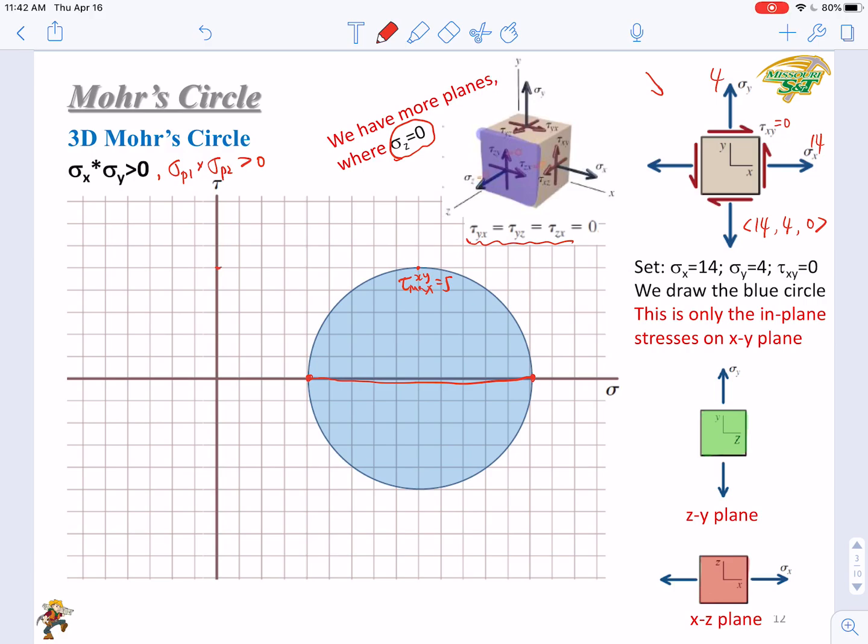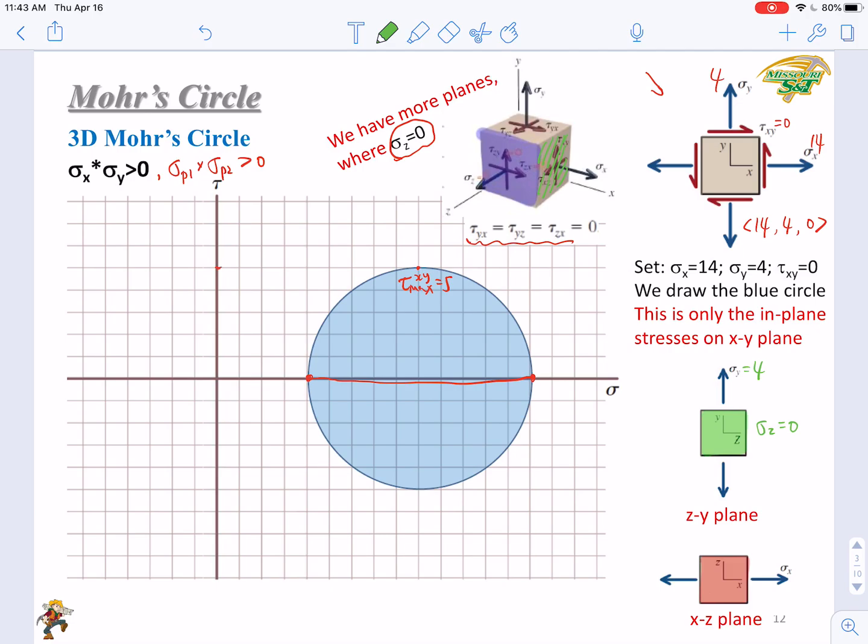Okay, if you look at the YZ plane, the green colored YZ plane, that would be here. Okay, this is the YZ plane, green colored YZ plane. If you look at this YZ plane, you will have sigma y, right? Sigma y equals 4 and sigma z equals 0. Okay, again, they do not have any shear stress, so tau yz and tau zy both equal 0.